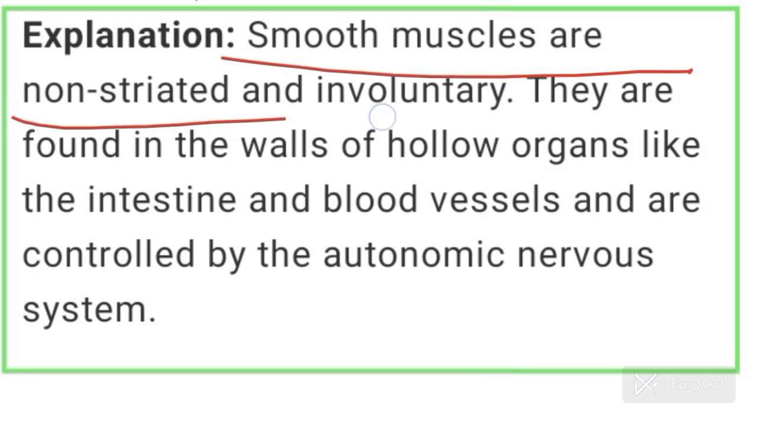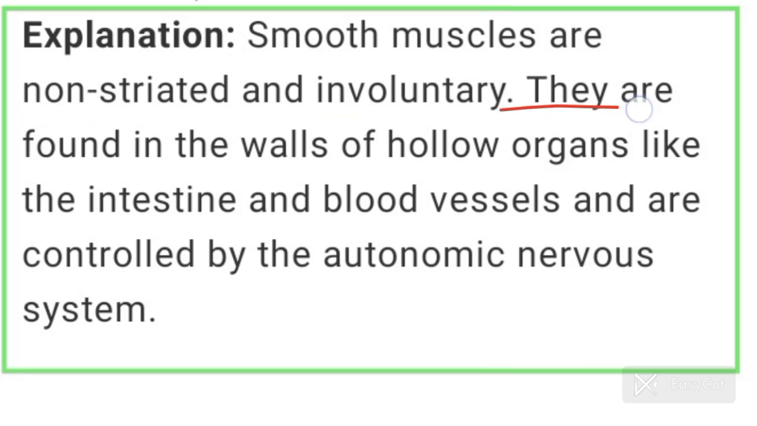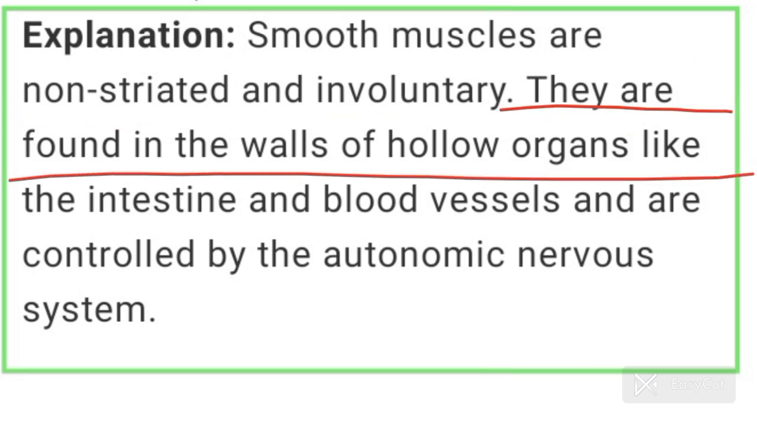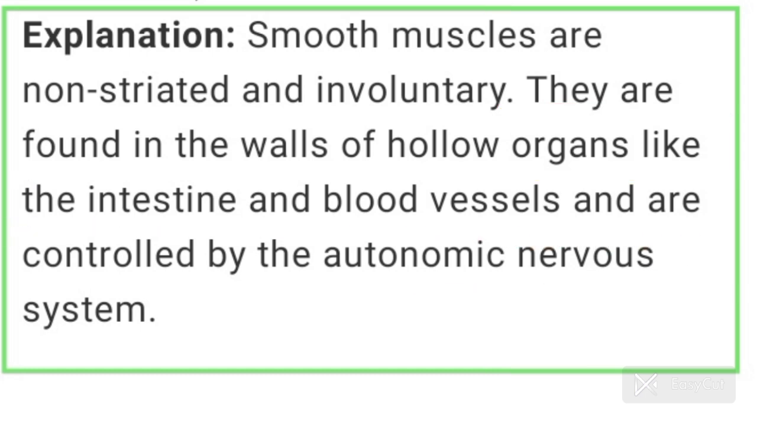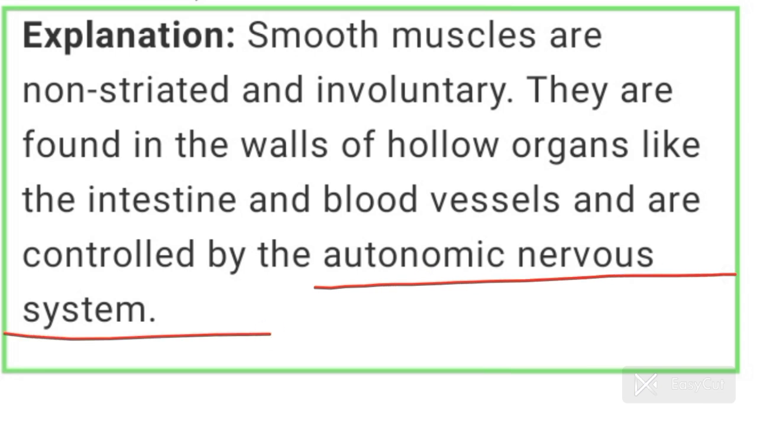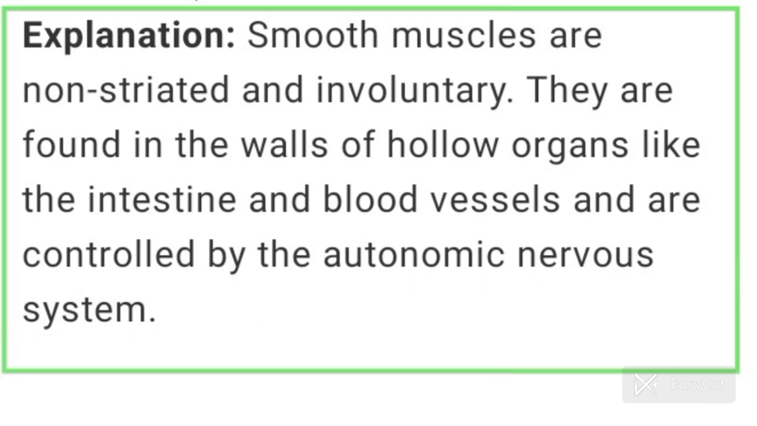Smooth muscles are non-striated and involuntary. They are found in the walls of hollow organs. जो खाली organs हैं उनकी walls में present है smooth muscle, like the intestine, blood vessels, and it is controlled by autonomic nervous system. ऑटोनॉमिक नर्वस सिस्टम के कंट्रोल में है, इनवॉलंटरी है, नॉन स्ट्रेटेड है. स्ट्रेटेड कौन सी मसल्स होती हैं? कार्डियक मसल. वॉलंटरी कौन सी मसल्स होती हैं? स्केलेटल मसल. ओके, इनवॉलंटरी कौन सी मसल्स हैं? Cardiac muscles and smooth muscle.